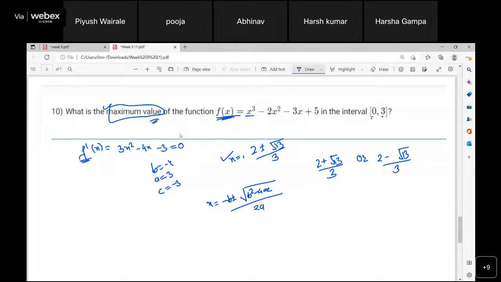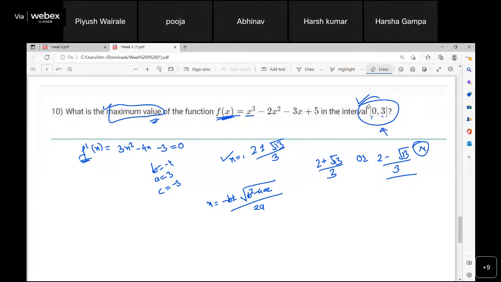So now I have two values. Which value do I have to consider? You can take the 2 minus root 13 by 3? Yeah, because it is not in my interval, right? It is not in my domain, so I cannot consider this value. The only value is this one, right? It will be approximately 2 plus 3 point something, so even if it is 5, divided by 3, it will be in this domain only, right? So I can take this particular point.